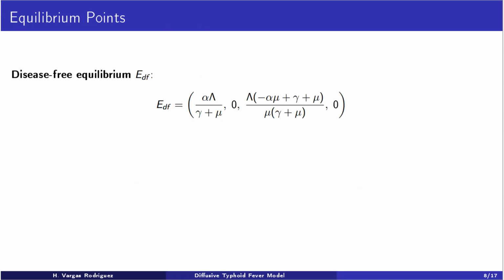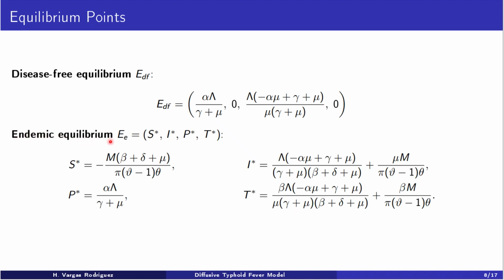We identify two equilibrium points by setting all time derivatives and diffusion terms to 0. The disease-free equilibrium, E_DF, has 0 infected and 0 treated individuals. The susceptible and protected populations settle at levels determined by the recruitment rate lambda, the protection fraction alpha, and the rates gamma and mu.